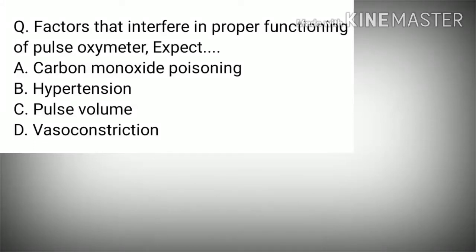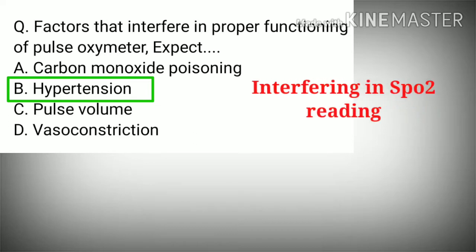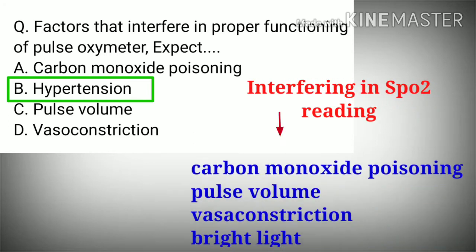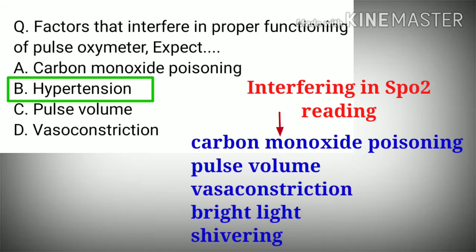Factors that interfere in proper functioning of pulse oximeter except: A. Carbon monoxide poisoning, B. Hypertension, C. Pulse volume, D. Vasoconstriction. And the correct answer is B. Hypertension. Hypertension never interferes in pulse oximeter reading. Other factors like carbon monoxide poisoning, pulse volume, vasoconstriction, bright light, and shivering interfere in reading in oximeter.